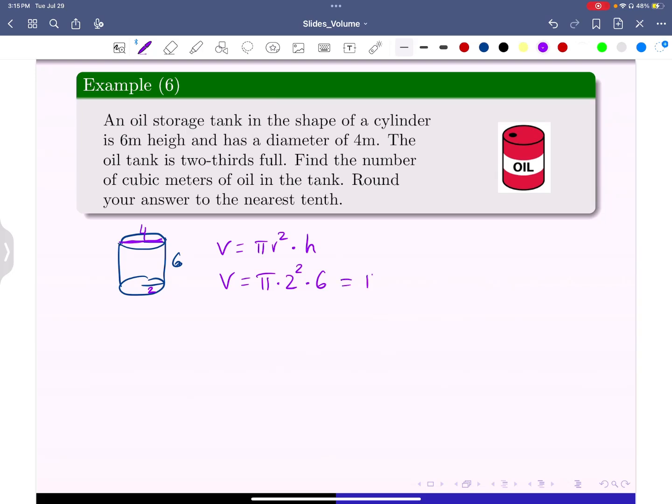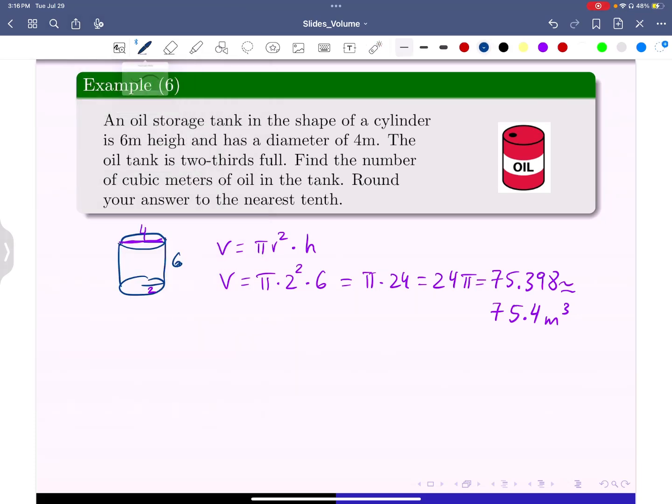So in that case, the volume is pi times 4 times 6, which is 24 pi. And this should give us 75.398, which is approximately 75.4 meter cubes. And now we want to have it 2/3. Find the number of cubic meters of the oil. The tank is 2/3 full.